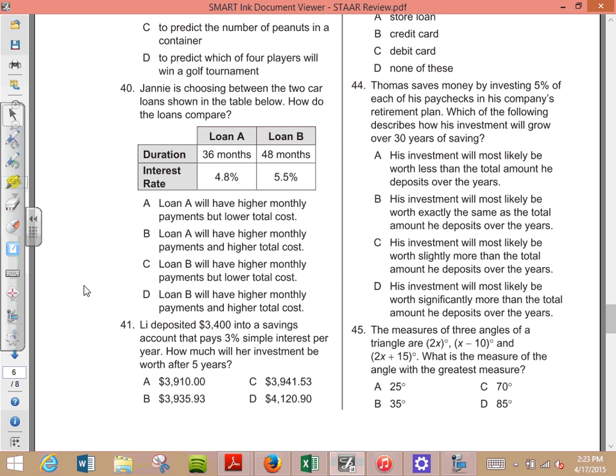Jenny is choosing between 2 car loans in a table. Now this one, for some kids, it was like, I don't know how to do it. My best approach would be to actually imagine that you're going to get a loan, and make up a loan amount. It could be $100, $500. I use 1,000. Because if you use 1,000, it makes more sense. It gives you an idea of what you need to find.